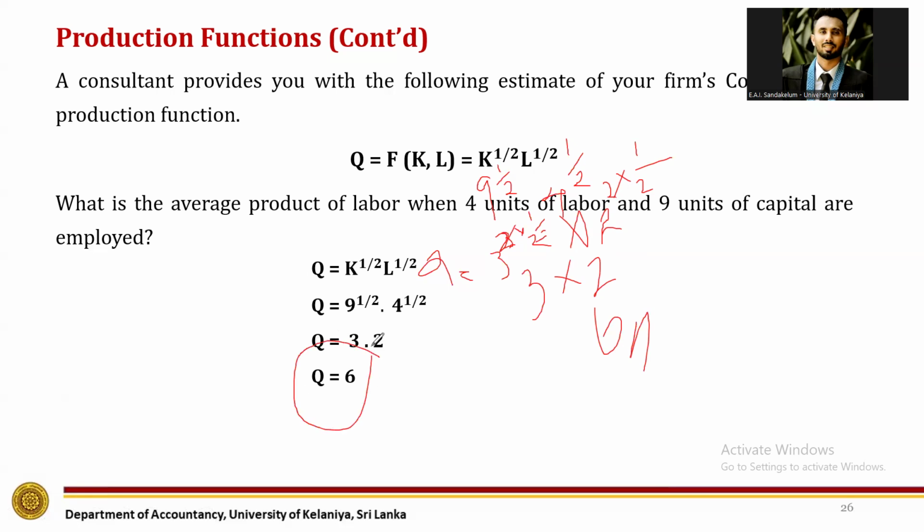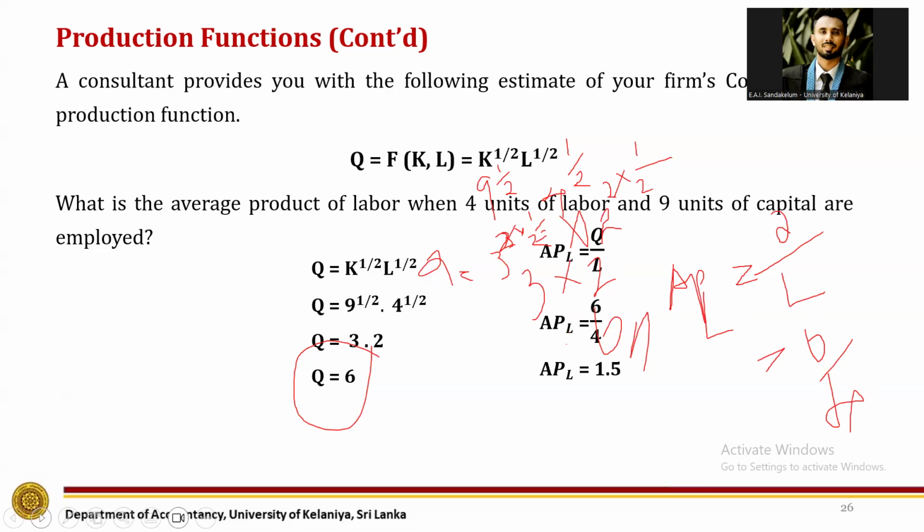But what do they ask? They ask for the AP, which means average product of labor. How to find the average product of labor? You know the formula: APL equals Q divided by L, where L means labor. Q is 6, divided by how many labor we have? We have 4 labor. 6 divided by 4, the APL becomes 1.5.